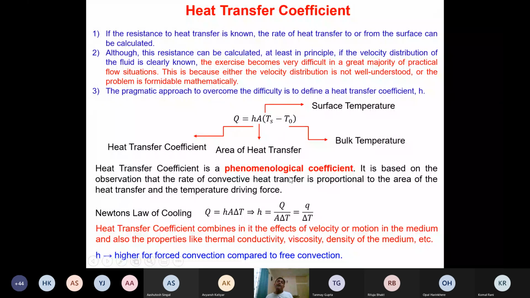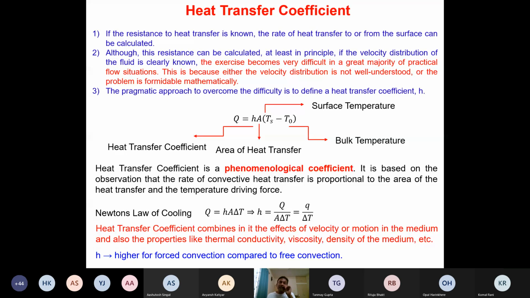Why are we saying phenomenological coefficient? Because unlike thermal conductivity, which we have seen in Fourier's law of heat conduction, this is not a material property. I keep on saying this again and again. Heat transfer coefficient is not a material property. It depends on conductivity, depends on density, depends on viscosity, depends on velocity distribution. It depends on several factors.